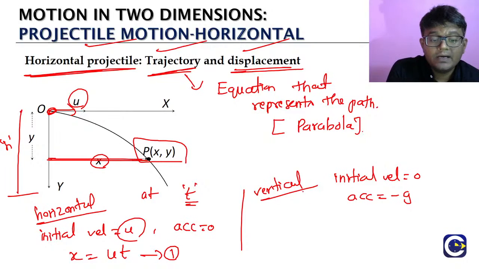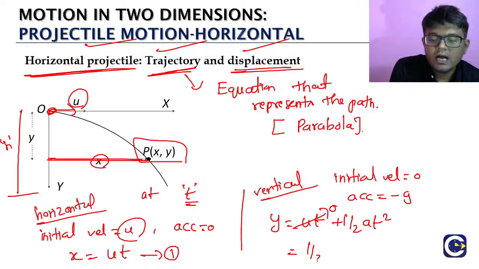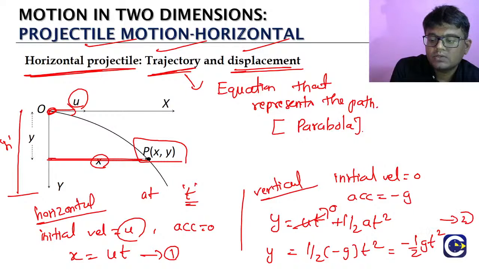Okay, then what is the formula for the y coordinate? The y coordinate is the displacement in the y direction. S is equal to ut plus half at square, right? Means this is the equation. In this, initial velocity is 0. That's why half into acceleration, which is minus g, into t square. So look at it. This is the y value. What is the y value? Minus half gt square. Keep it as equation 2.